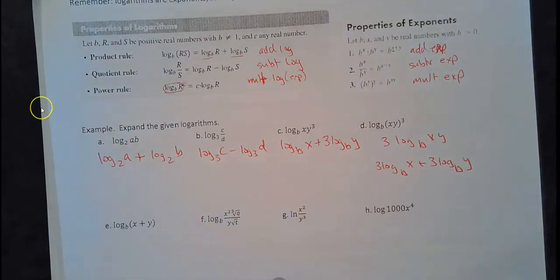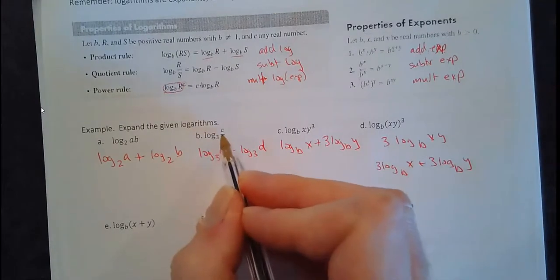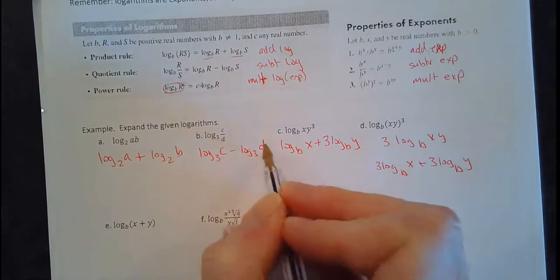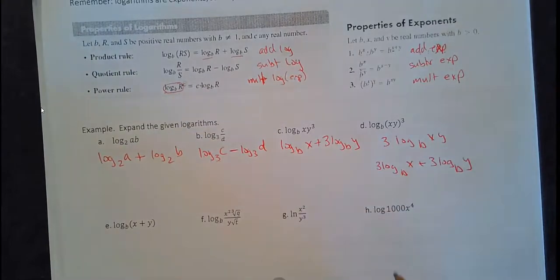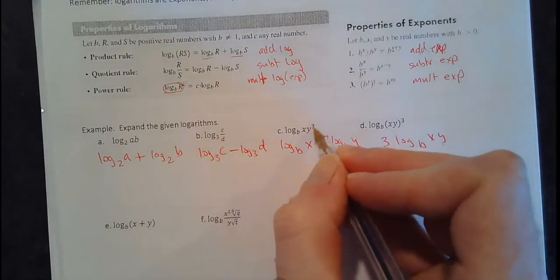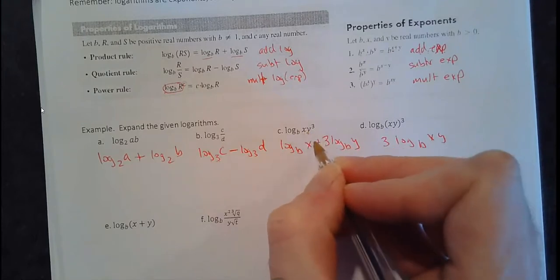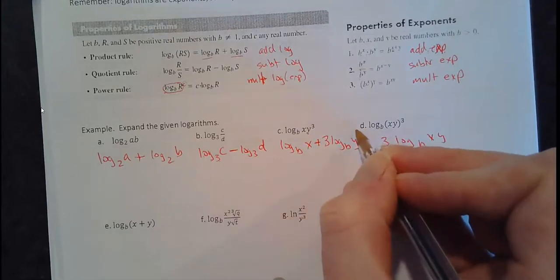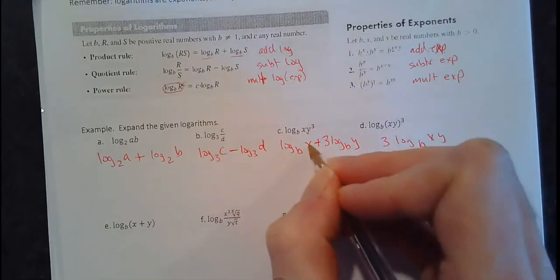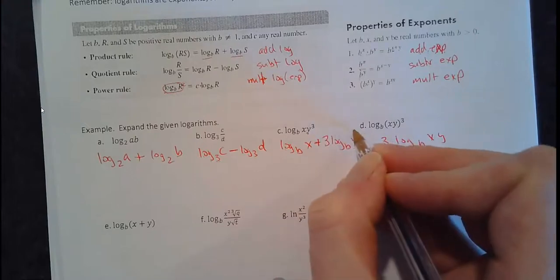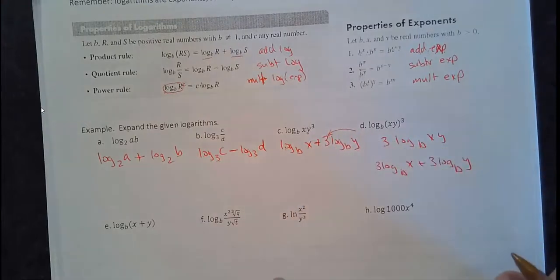Okay, so the first one here, pretty straightforward. It's division. So you're going to give them each a log, log base 3 of C, log base 3 of D, but it's going to be a minus between them. Over here, this 3 is an exponent of y. So it's only an exponent of y. So we want to split those with addition first, with the 3 being on the y. So log base b of x plus log base b of y to the third, and then I move the 3 up. I did it all in one step.